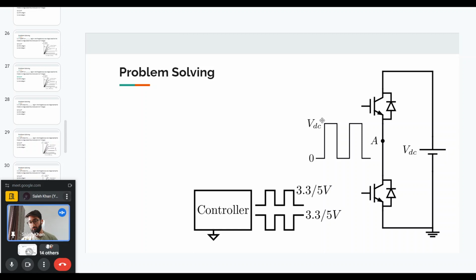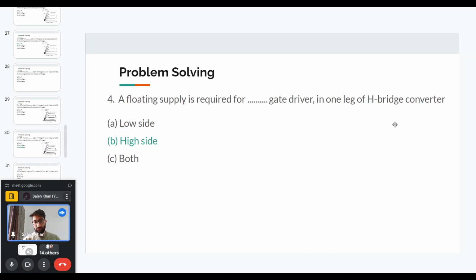So if we don't have a floating supply for the bottom side, that is fine, but we need a floating supply for the high side. So the answer is the high side switch. Now we can have an isolated supply for both, but it is only required for the high side. But we can have it for both as well.